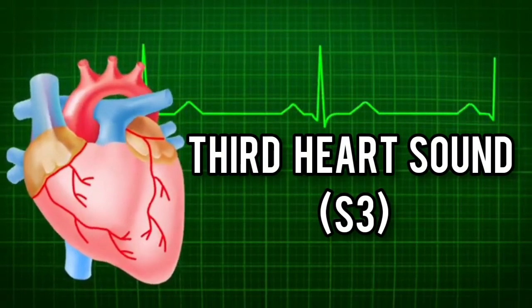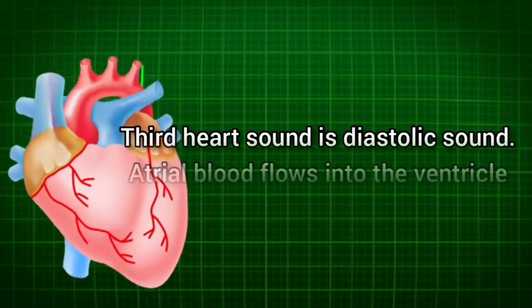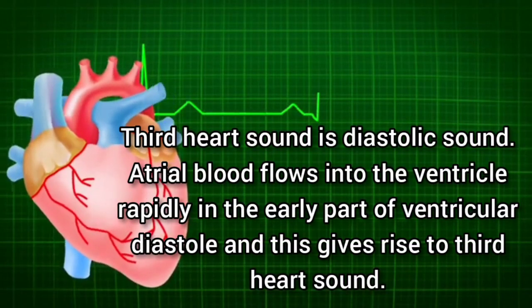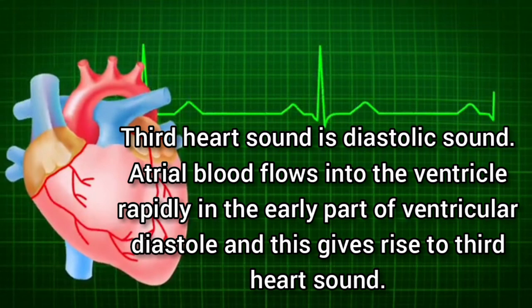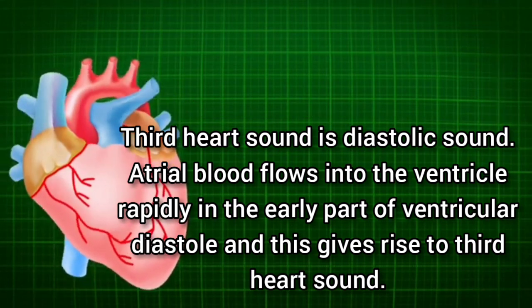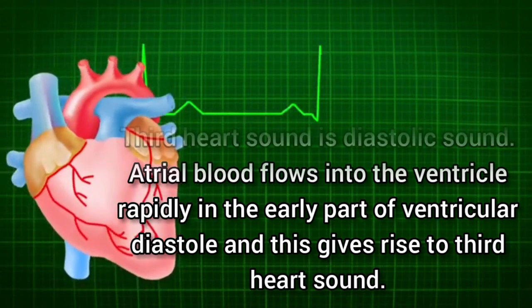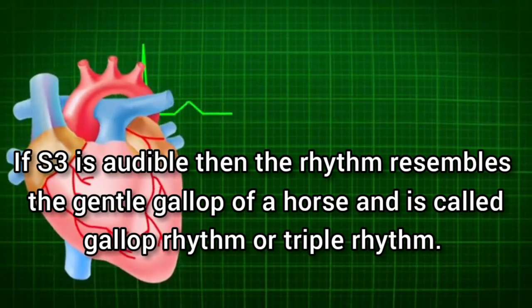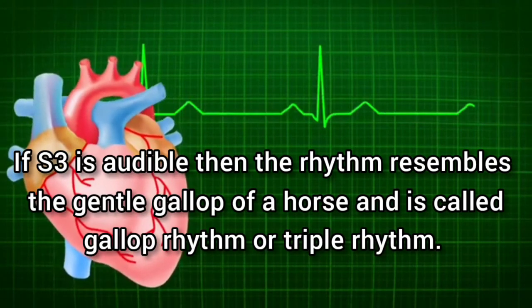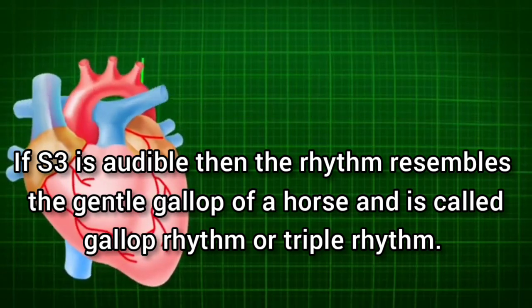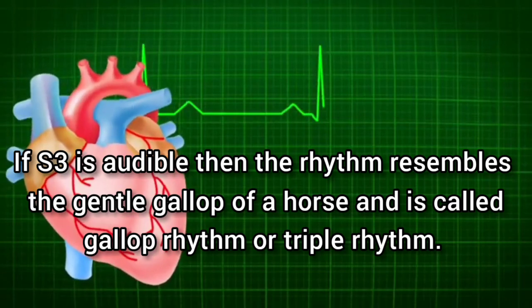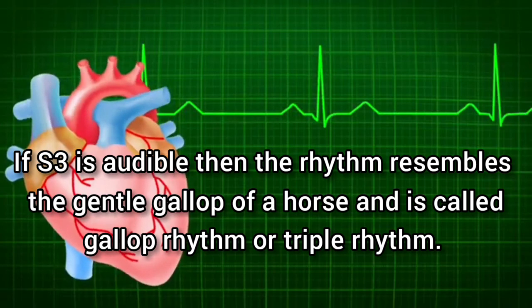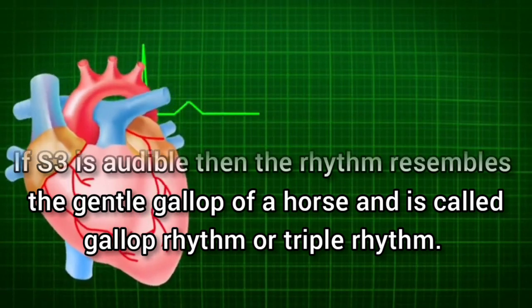Third heart sound. Third heart sound is diastolic sound. Atrial blood flows into the ventricle rapidly in the early part of ventricular diastole, and this gives rise to third heart sound. This sound is not heard normally using a stethoscope. If the third heart sound is audible, then the rhythm resembles the gentle gallop of a horse and is called a gallop rhythm or triple rhythm.